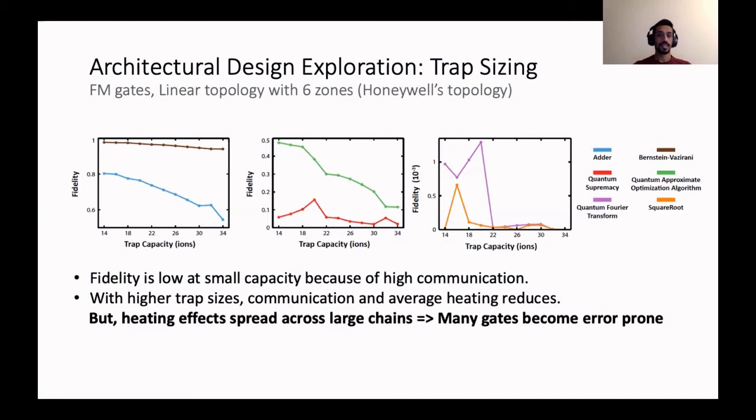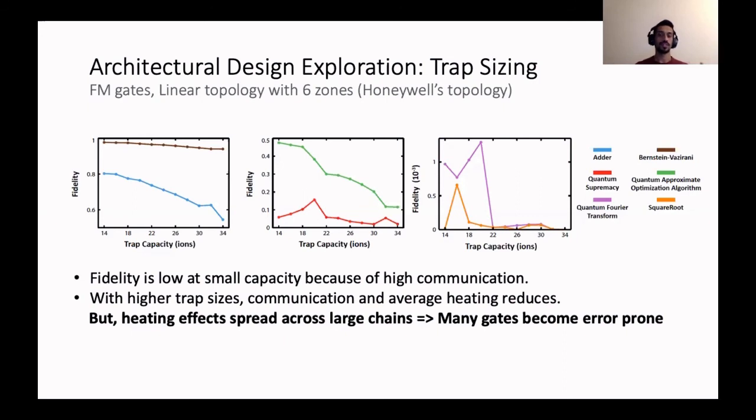Now, doing a similar study for the fidelity, we have the fidelity on the y-axis, and higher fidelity is better. So we see that there are some applications where the trap capacity doesn't matter. We have high fidelity irrespective of what capacity we choose. But the general trend we see is that the fidelity is low at small capacities, and it is also low at very high capacities. So this happens because at low capacities, you have high communication, which leads to more shuttling, and that leads to worse gates. With high capacity, there is less communication, and the average heating in the trap reduces.